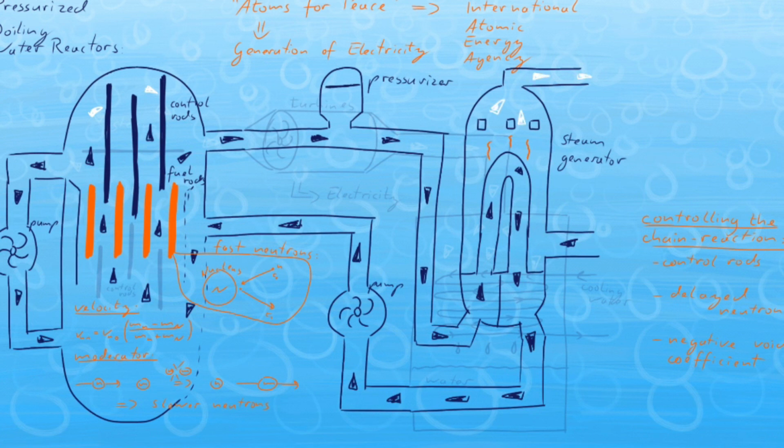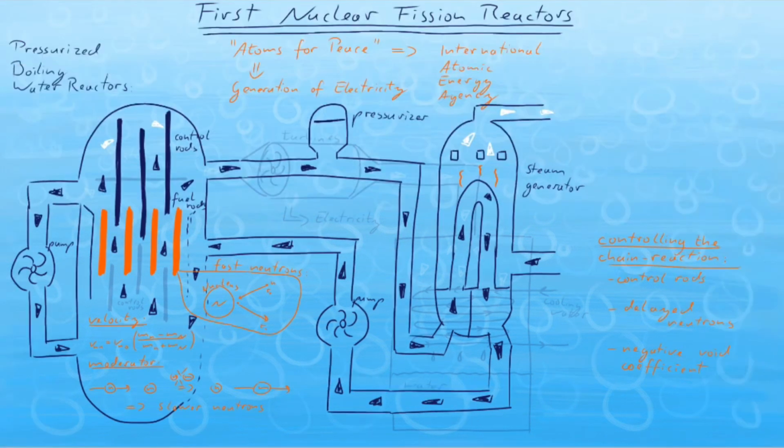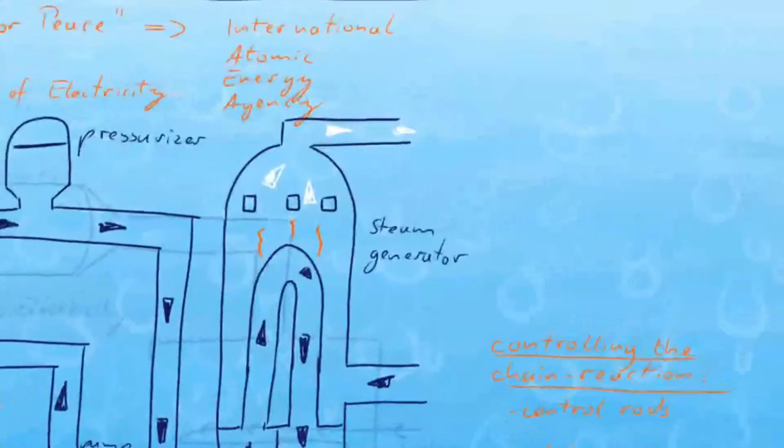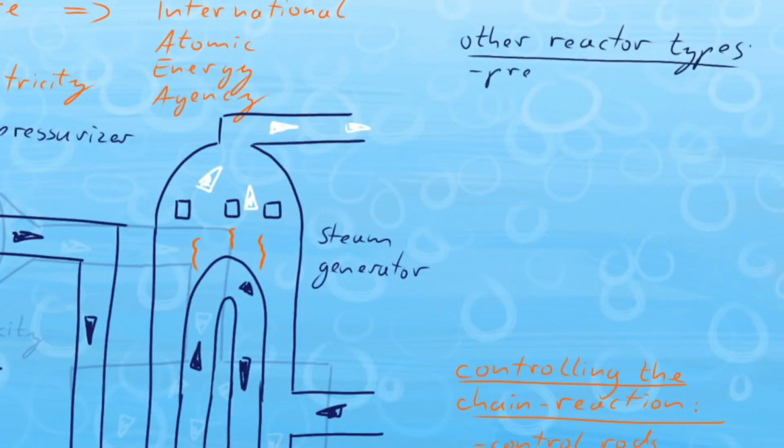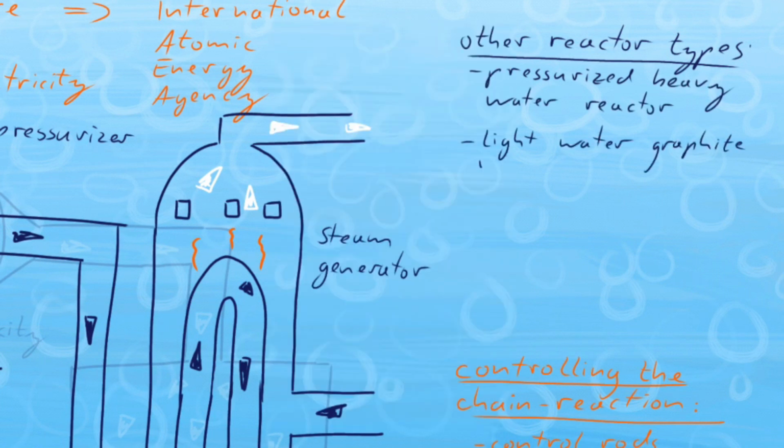Other reactor types include Canada's pressurized heavy water reactors, where the heavier hydrogen isotopes increase the moderator's efficiency and allow for the use of natural uranium, or light water graphite moderated reactors and fast neutron reactors that are used in Russia, or the gas-cooled reactors from the UK and China.